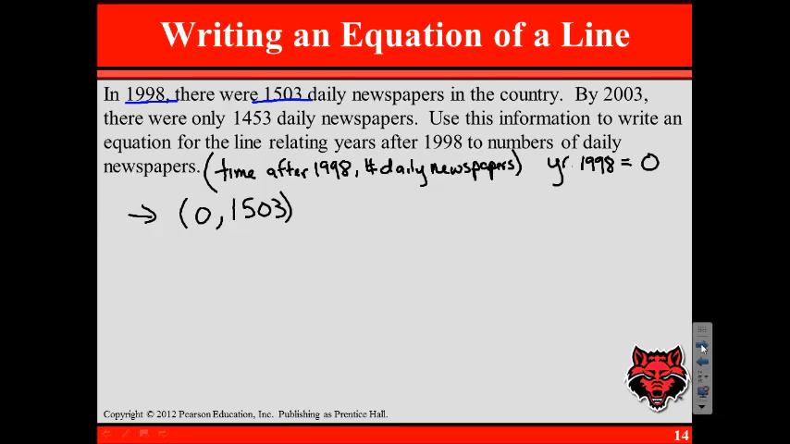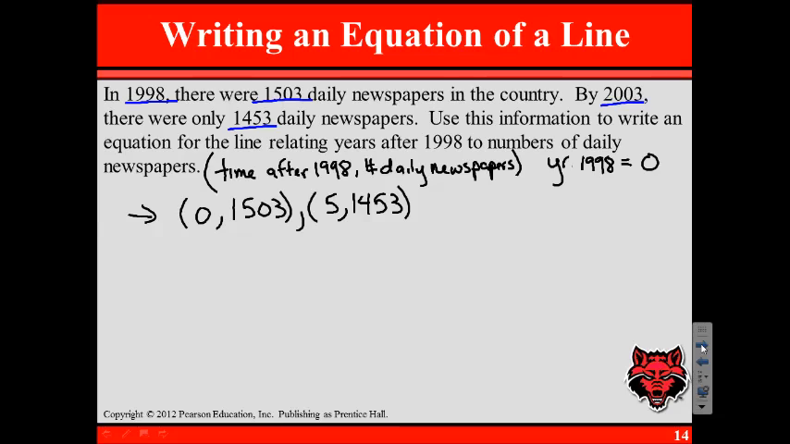Our second point will be the year 2003. In 2003, there were 1,453 newspapers. Instead of using the year 2000, if we start at 1998, and that's 0, and we add 1 for each year after 1998, then in 1999 it would be 1, 2000 would be 2, and as we count up to 2003, 2003 would be year 5 after 1998. And the number of newspapers were 1,453. So we had to use information from the problem to find 2 points.